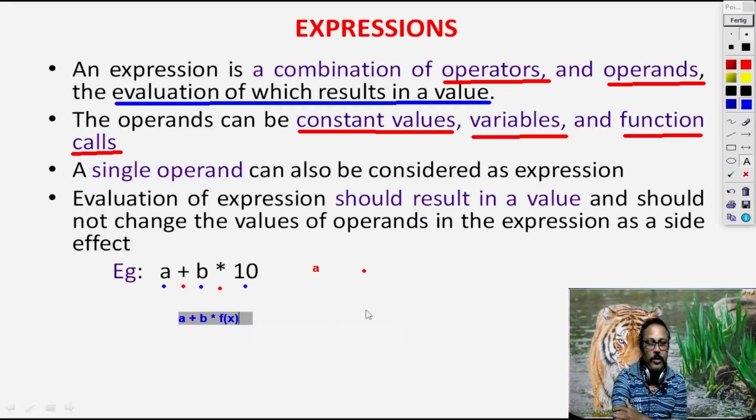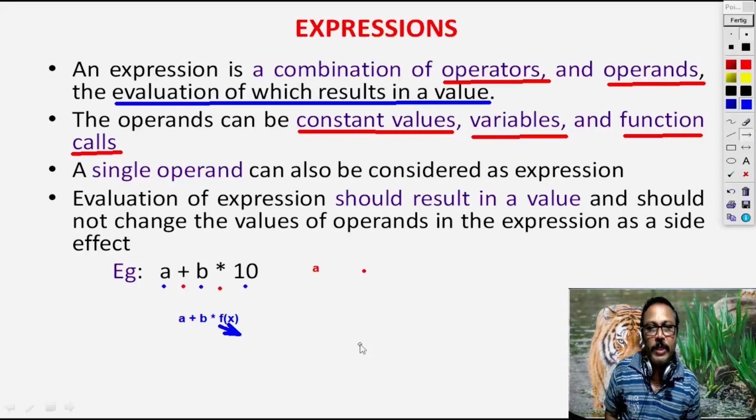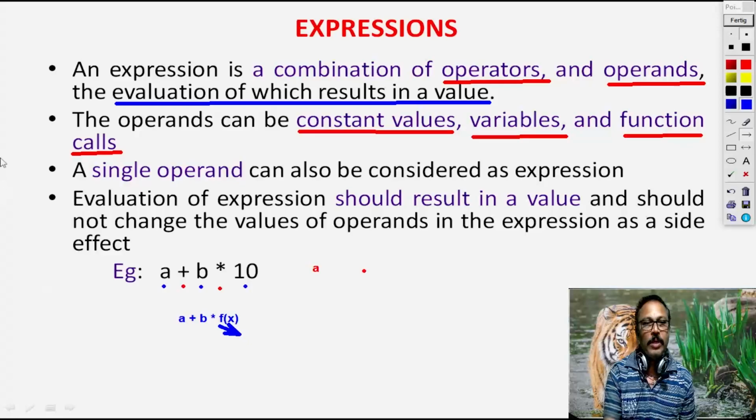Suppose you write the function such that it manipulates the values of a and b, then it will have a side effect. So it is difficult to read and understand such programs. What is recommended? The evaluation of the function should result in a value and should not change the value of the operands in the expression as a side effect. Side effects come because of function invocations, etc.